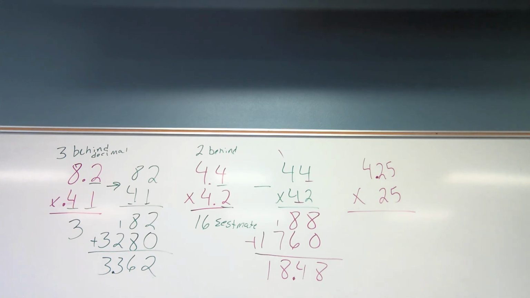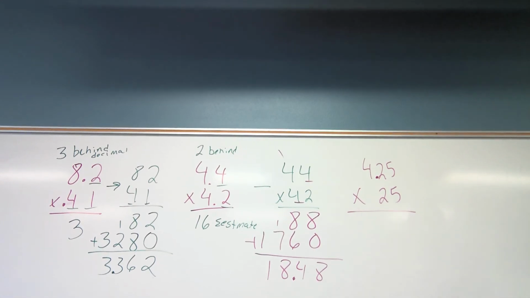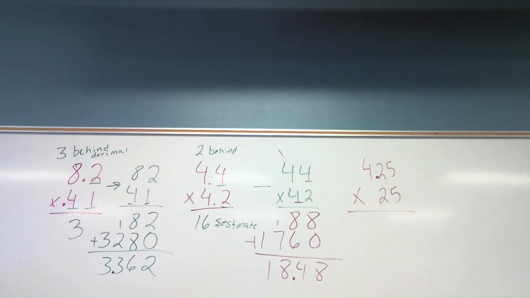Last but not least, this problem I pulled off a future assignment where it's $4.25 for an item and somebody buys 25 of them. Why? I don't know. I just pulled the problem off there so that you can see it now before we actually do it. All right, we have $4.25 times 25.